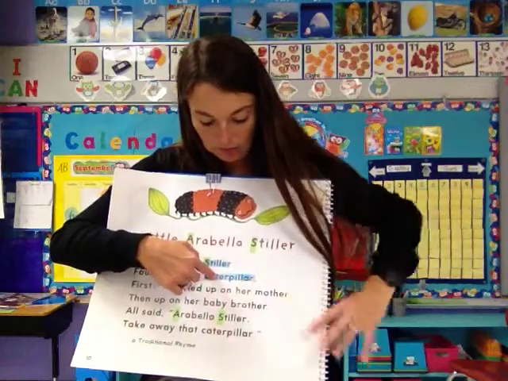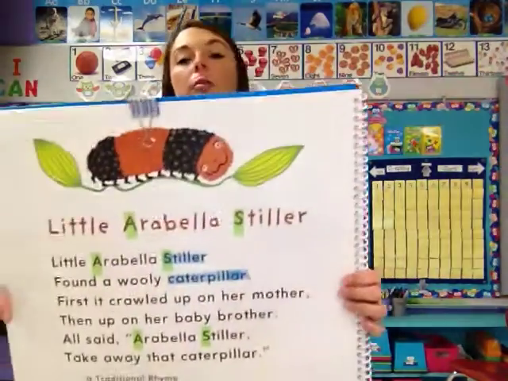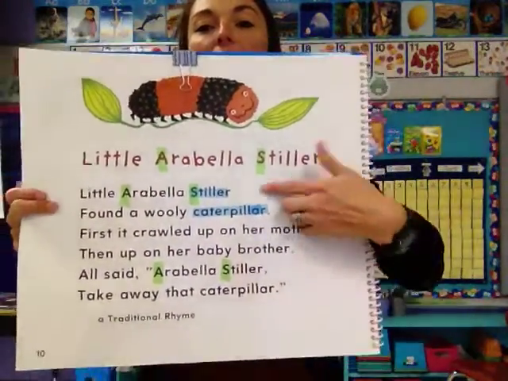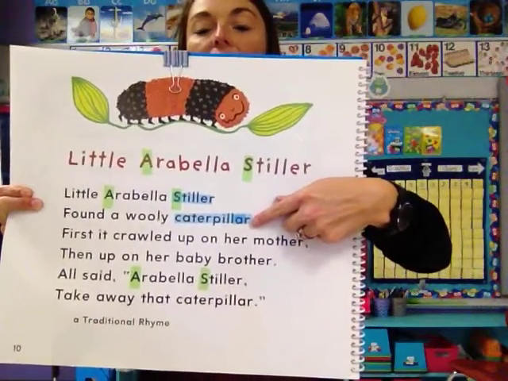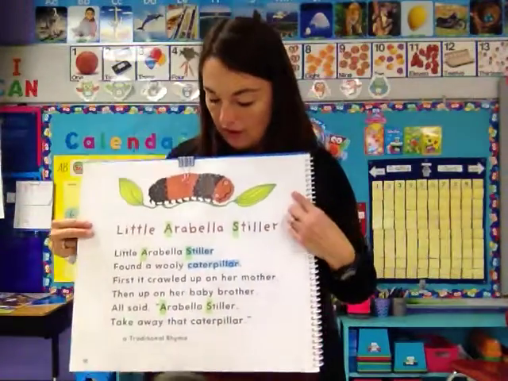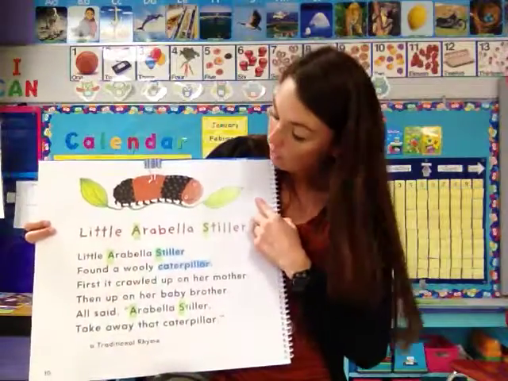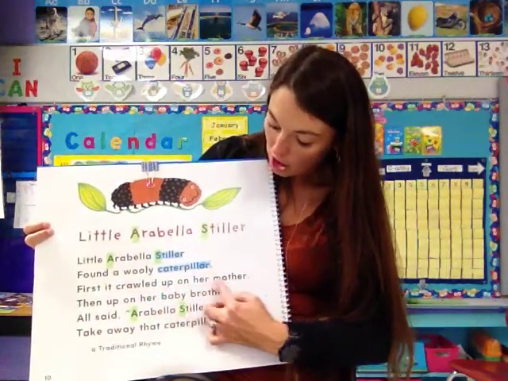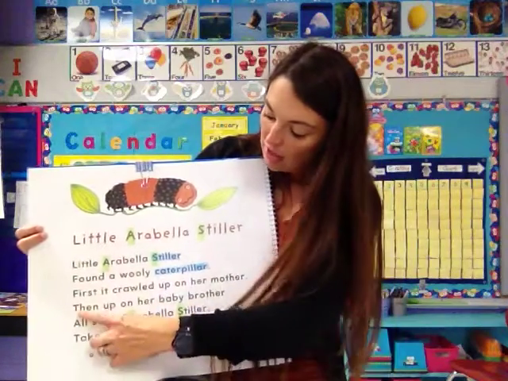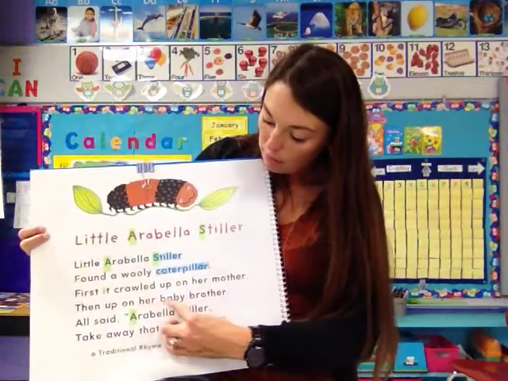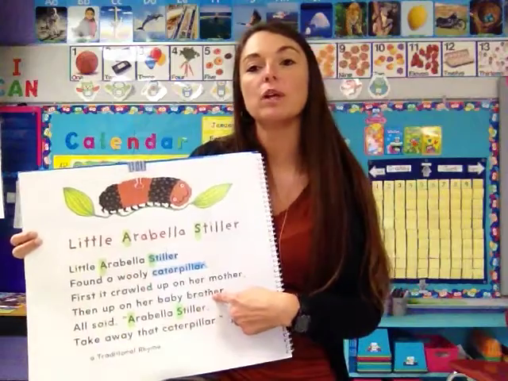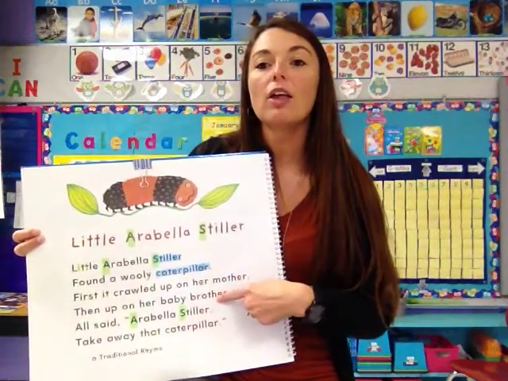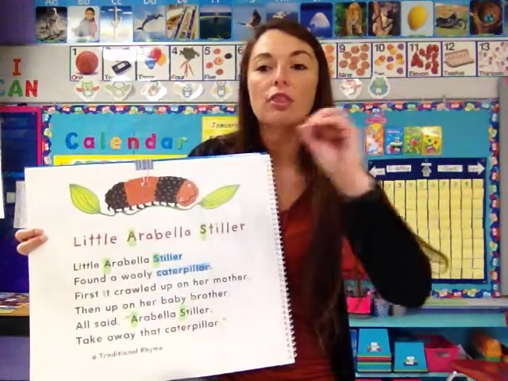Almost. Maybe one day I'll get good at tearing highlighter tape off. So in blue, I have Stiller and caterpillar highlighted. Okay? Let's see if we see any more rhyming words. First, it crawled up on her mother, then up on her baby brother. So we have mother, brother. They both end with that ther.